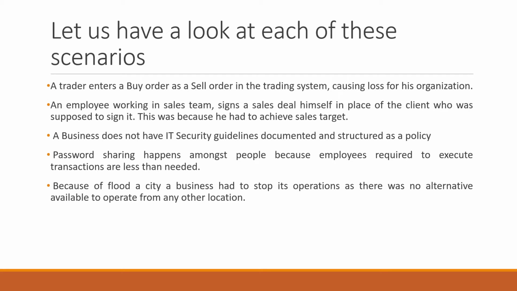The third example is that a business organization does not have a proper IT security in place, and because of which the broader guidelines with respect to IT security are not defined, and that has created an uncertainty within organization in terms of who has the authorization to do what. And linked to that is another aspect which is about password sharing. This continues to be a common example of an operational risk across organizations.